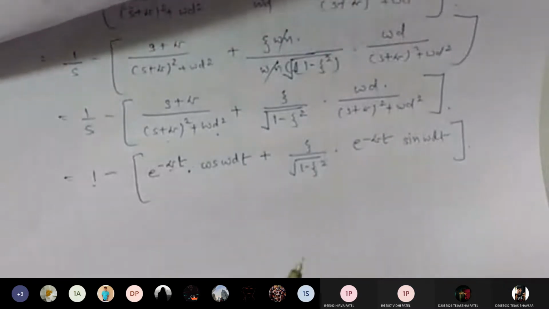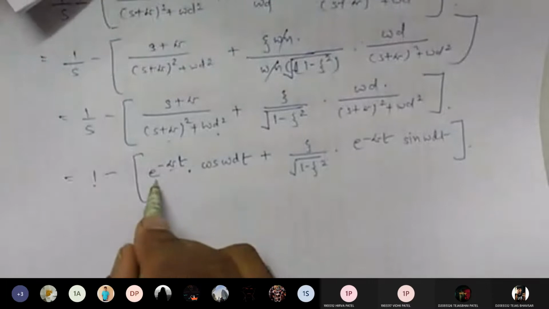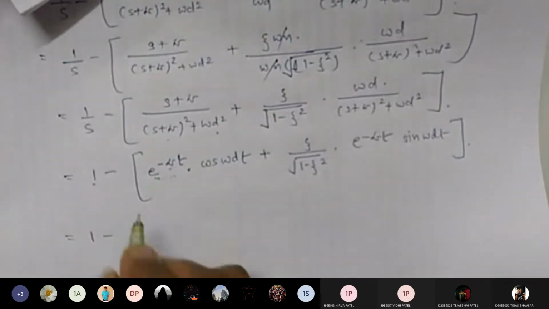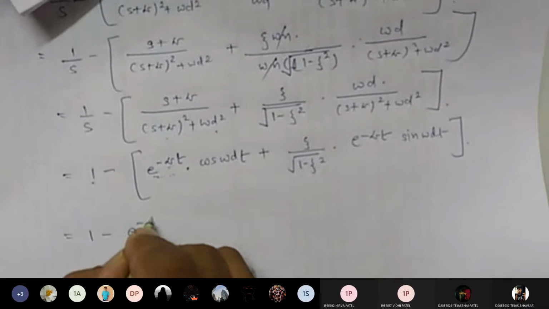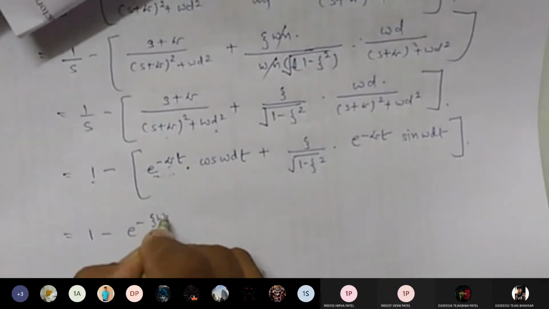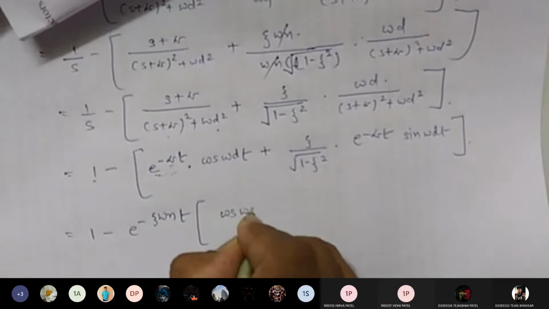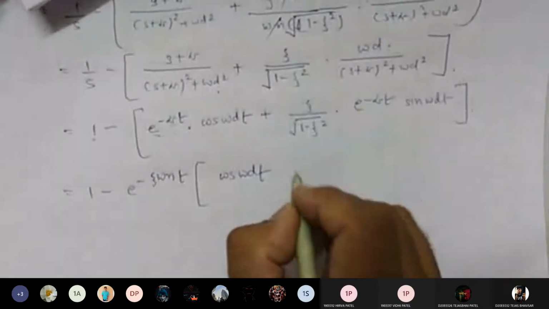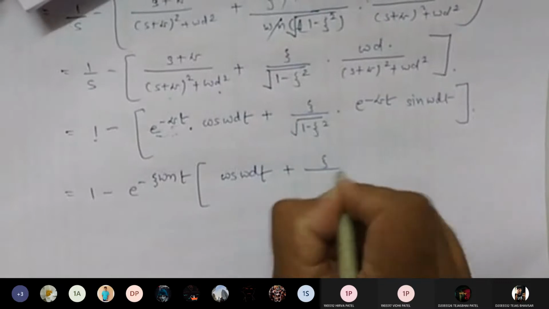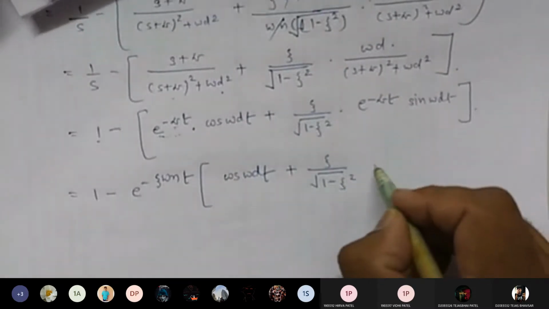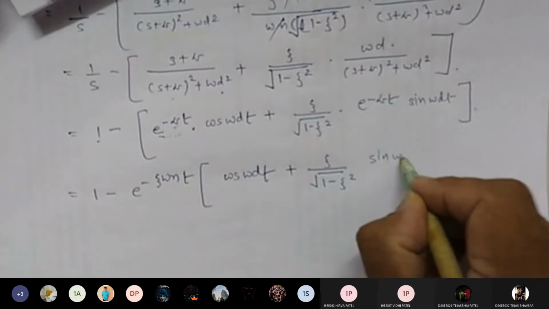Done. Now what is the common thing over here? It is common, so I am taking the common factor e raised to minus alpha t. What is alpha? Zeta omega n into t. So cos omega d t plus zeta upon under root 1 minus zeta square sine omega d t.